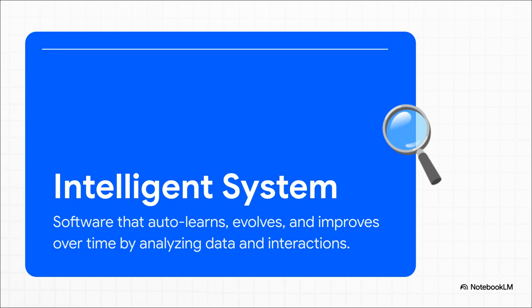Well, at its core, an intelligent system makes this massive shift from just using static logic to possessing actual statistical intelligence. It's not just running fixed code anymore. It's continuously learning, it's adapting to its environment, and it actually improves over time just by analyzing data and observing how users interact with it. It's software that literally grows.